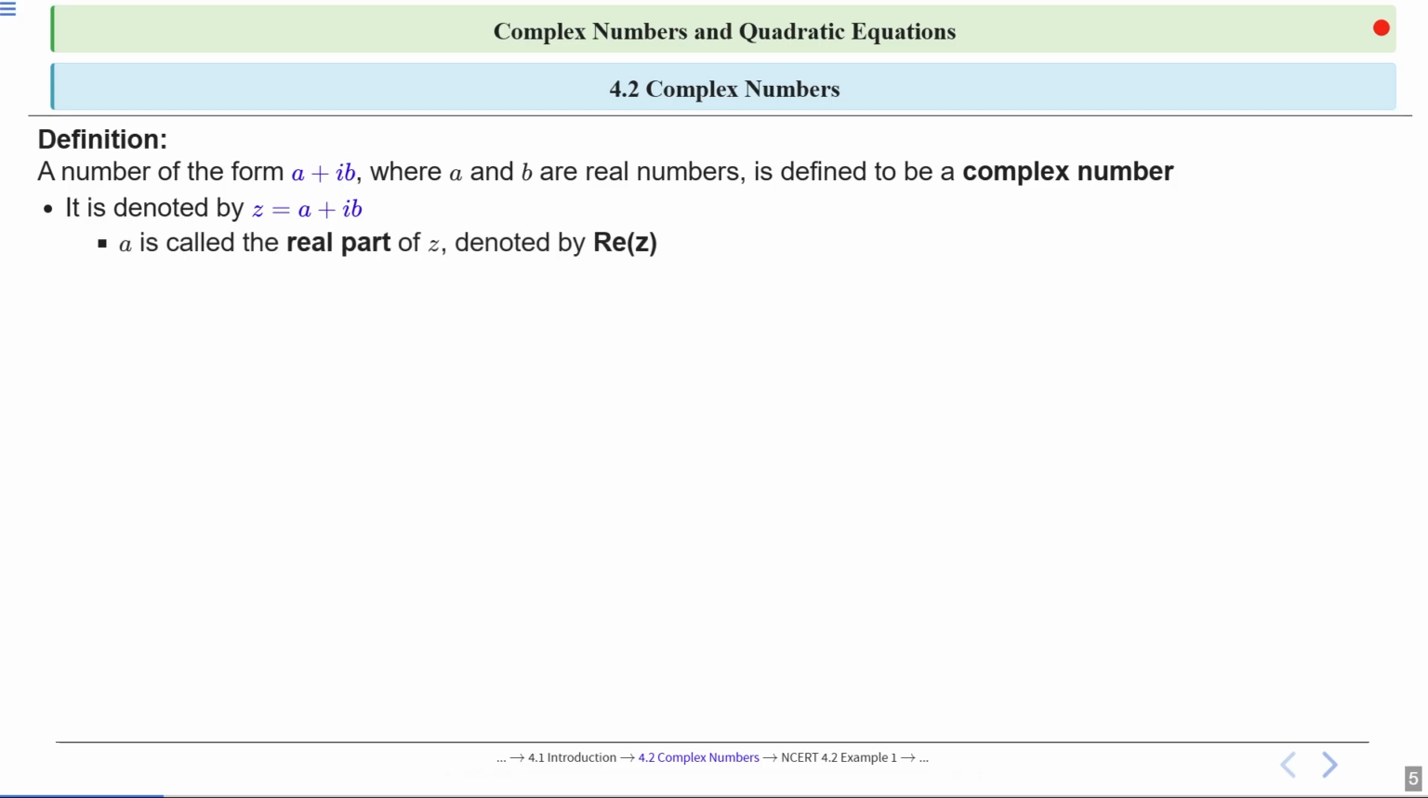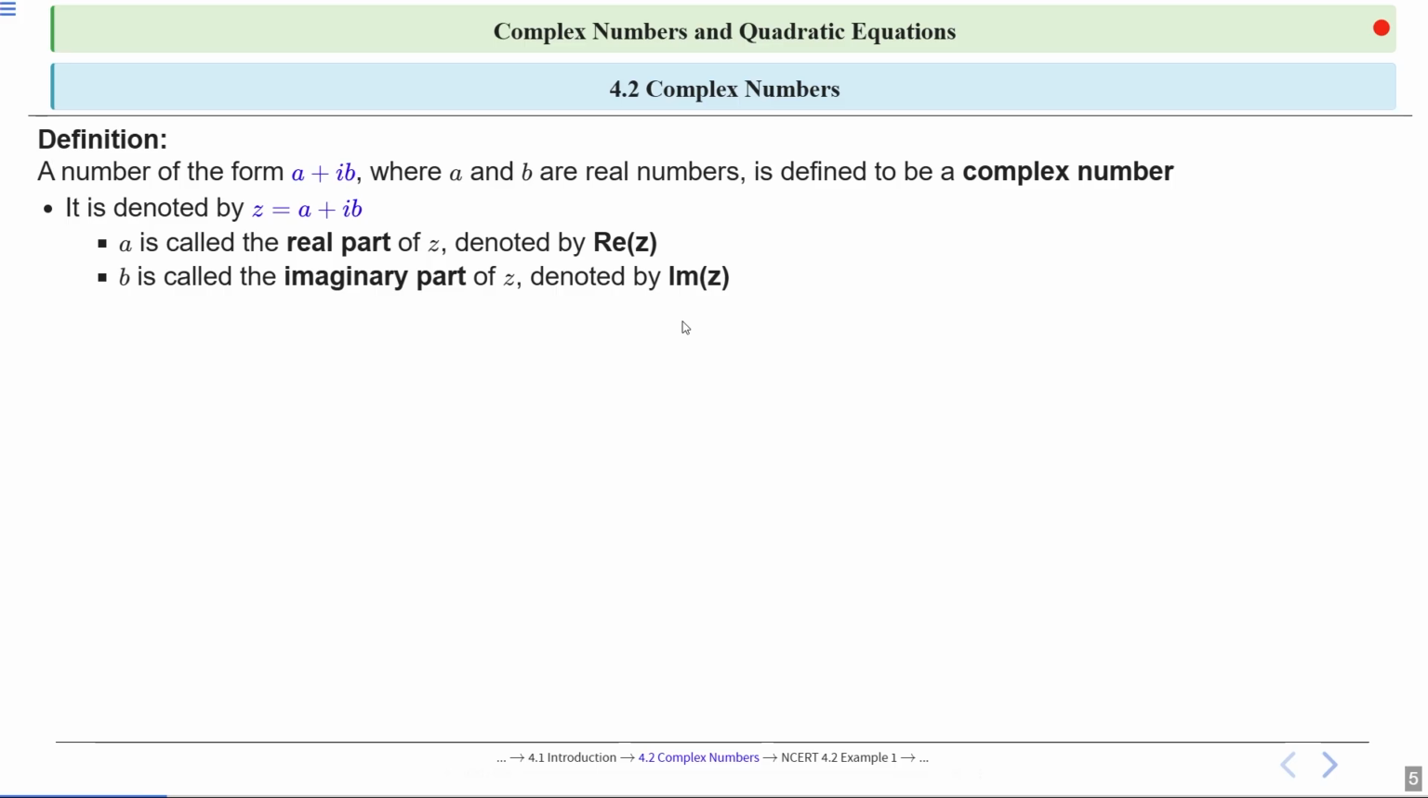In the expression z equal to a plus iota b, a is called the real part of z and b is called the imaginary part of z. We write a as real of z. For example, if z equal to 3 plus 4 iota, then the real part of z is 3. So it's the part of the complex number that doesn't involve iota.